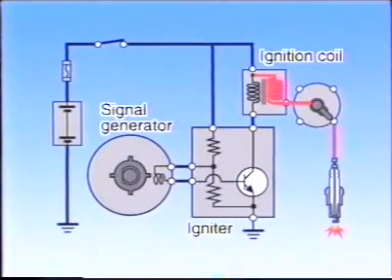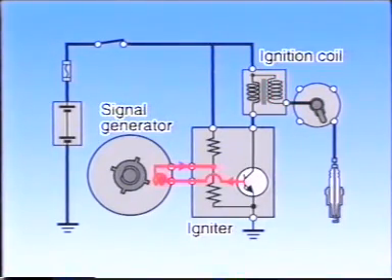When the signal rotor's tooth is aligned with the pickup coil, the voltage generated in the pickup coil decreases and the transistor is turned off. This cuts off the primary current and generates a high voltage in the secondary coil. The transistor is also turned off when the voltage is generated in the opposite direction in the pickup coil.